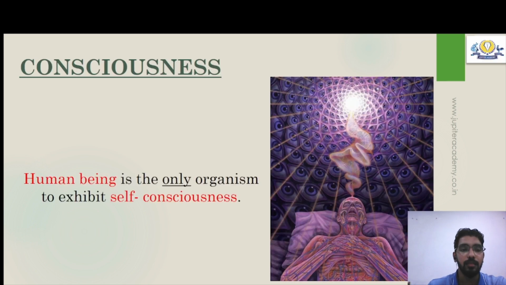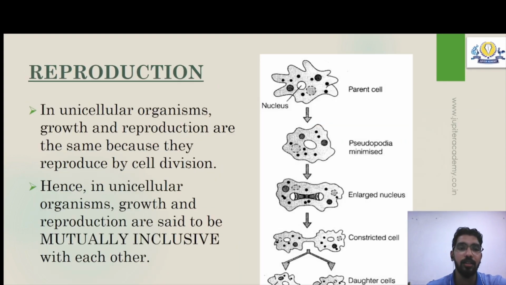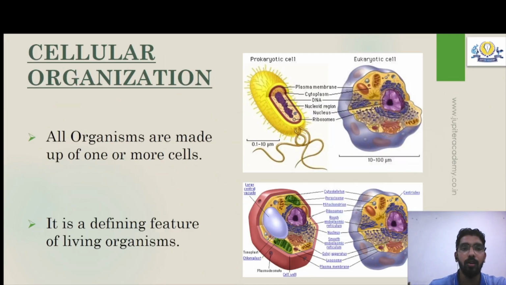So with this we come to the end of this concept. Recapping the concept, we have discussed five properties: growth, reproduction, metabolism, cellular organization, and consciousness. Out of these, growth and reproduction are non-defining properties of living organisms, and metabolism, cellular organization, and consciousness are defining properties of living organisms, meaning that they are seen in all the members of the living organisms.